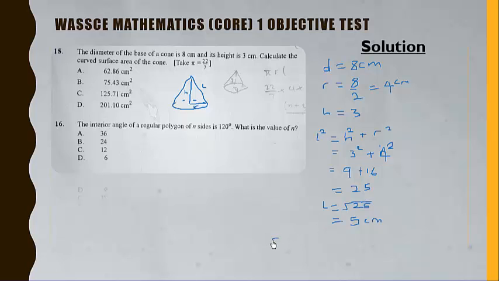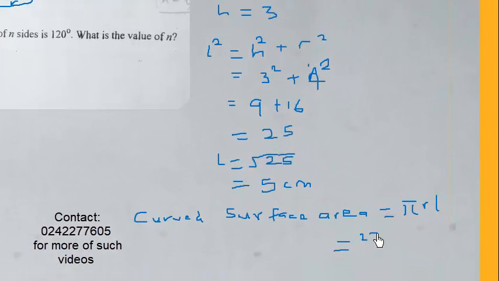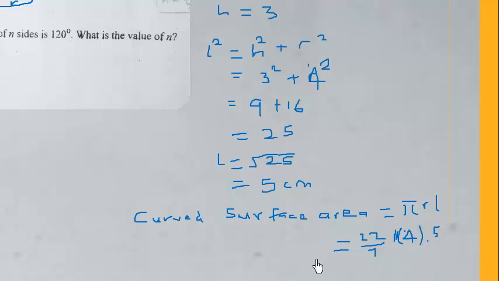Now we use the formula for finding the curved surface area of a cone, which is given by pi rL. So the curved surface area of a cone is equal to pi rL. So we sub in the values, 22 over 7 times the radius, which is 4, times the slant height, which is 5. So all this will give us 62.86 centimeters squared.